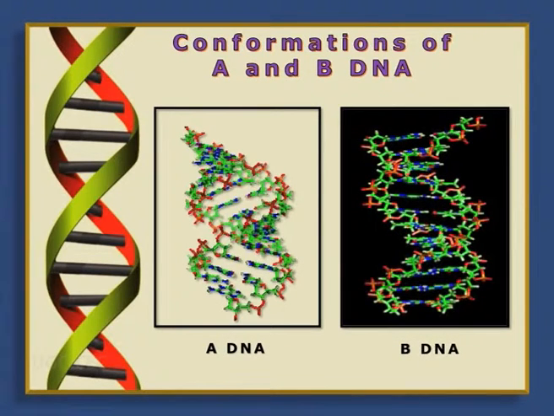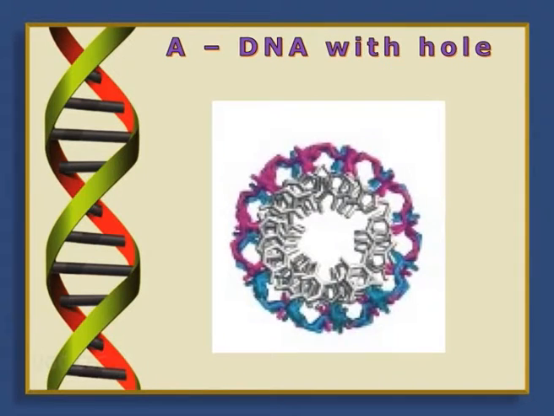One of the most striking features of this A DNA, as seen in this diagram, is that the plane of its bases is tilted 20 degrees with respect to the helix axis, and it contains a deeper major groove and a shallower minor groove. It also shows the presence of a hole of 0.3 nanometer which runs through the center of the helix. Let's move to the next configuration, that is the Z DNA.